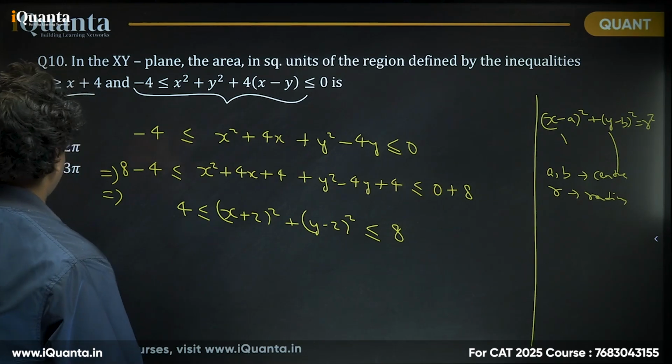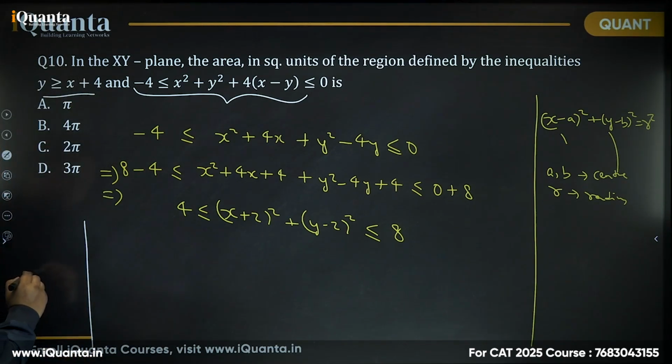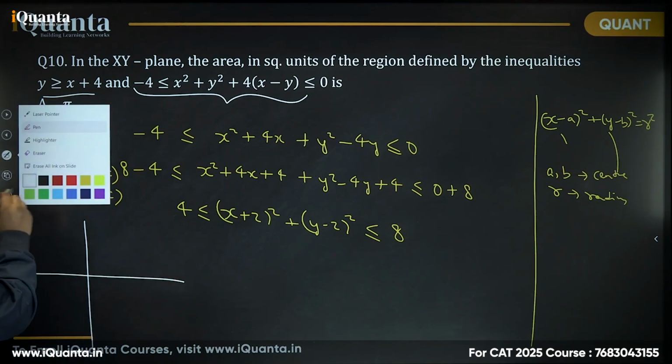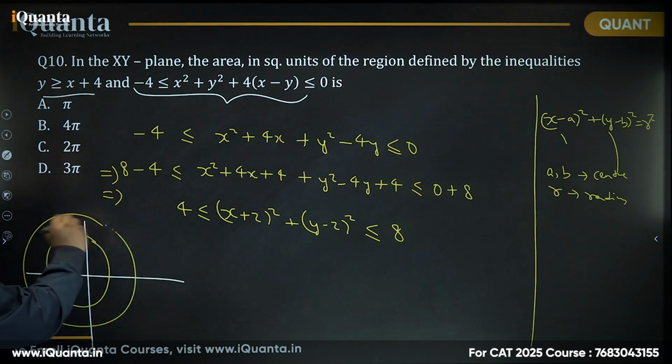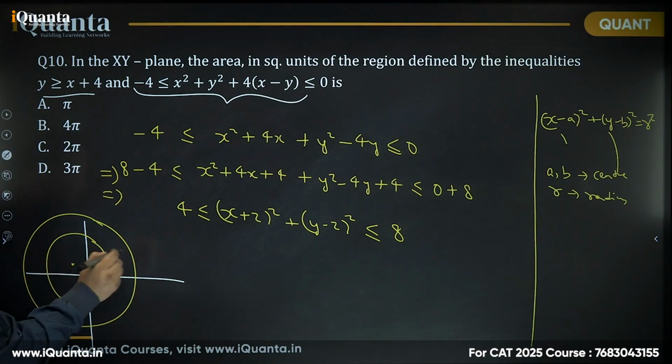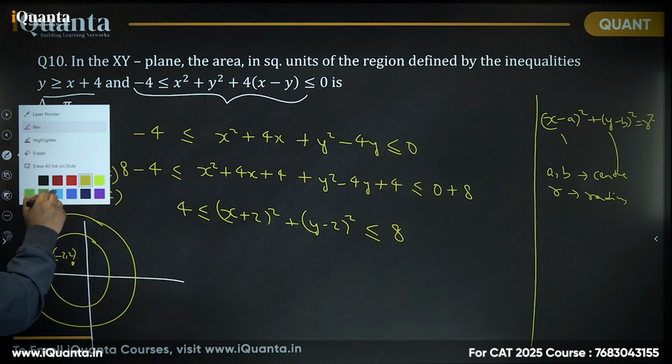Well, so let me draw it on the coordinate plane. We'll have two concentric circles like this. The center is this, which is minus 2 comma 2. All right. So far so good. Okay. Now, let us look at the second inequality.